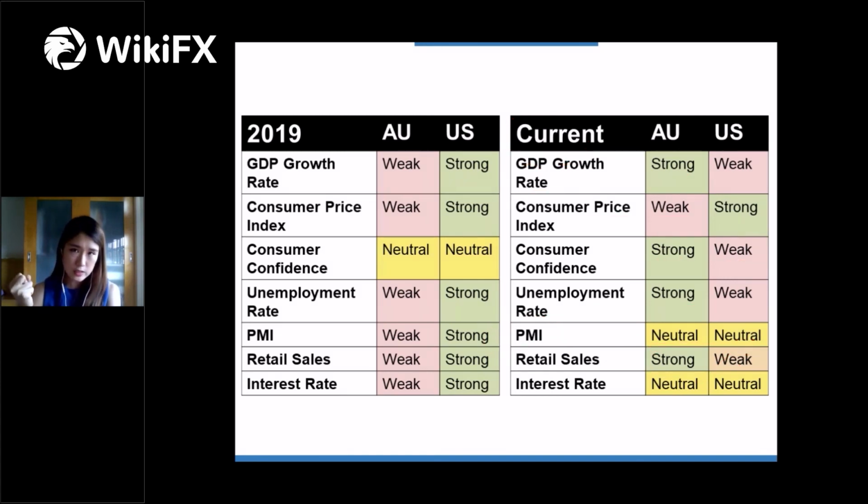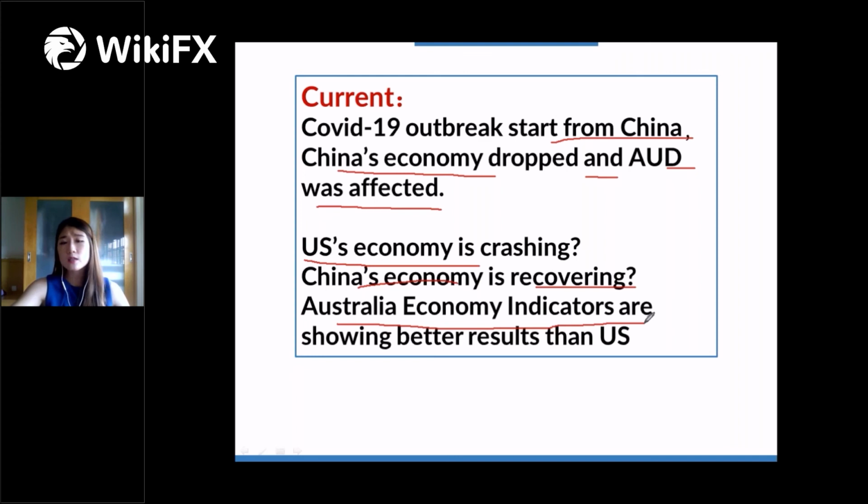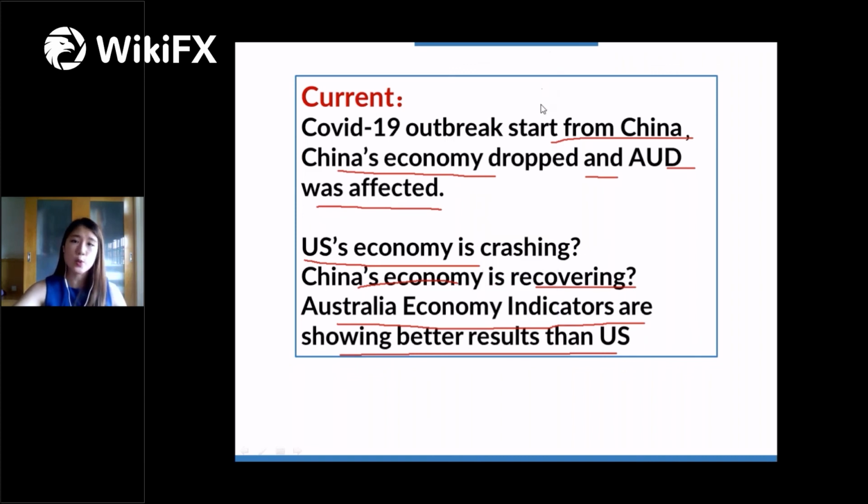So what is the forecast for the direction of this Aussie dollar? The COVID-19 outbreak started from China, so China's economy dropped and the Aussie dollar was affected. We all know that the Aussie dollar and China have a correlation, because China is the biggest trade partner of Australia. Now the US economy is crashing, China's economy is recovering, and Australia's economic indicators are showing better results than the US, as we saw just now. So what is the next direction of the Aussie dollar? This is the question I want to ask you today.